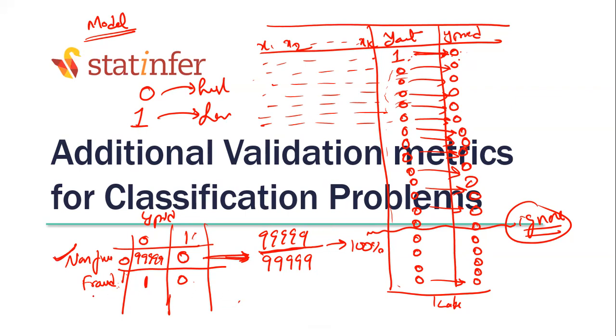That is fine. Now come to the second row. Tell me the denominator. How many fraud transactions happened? 1. Out of them, how many times has your model accurately predicted? 0. What is the accuracy of the second class, the fraud class? 0%. Look at this. Accuracy of the non-fraud class is 100%. Accuracy of the fraud class is 0%. Which one are you interested in, the non-fraud class or the fraud class?